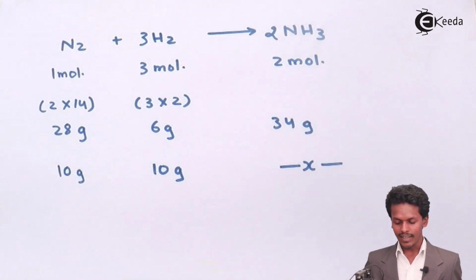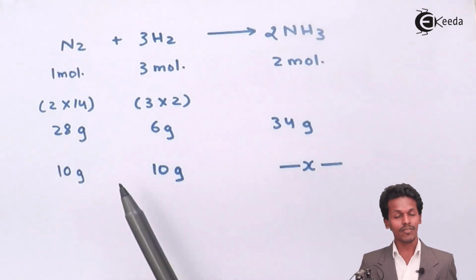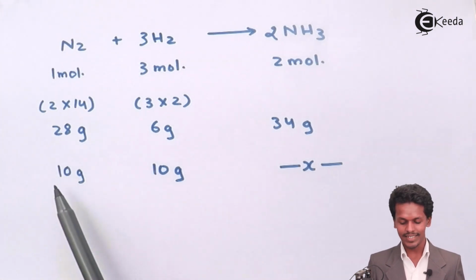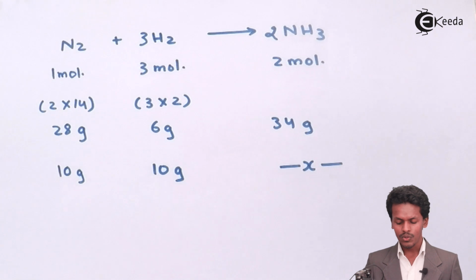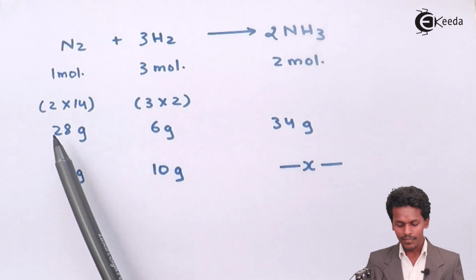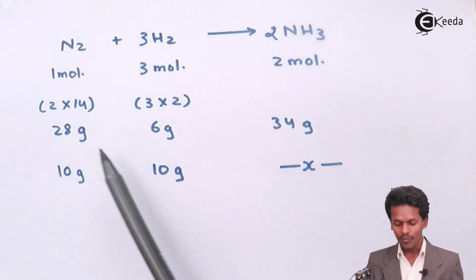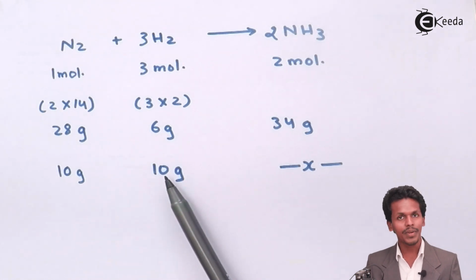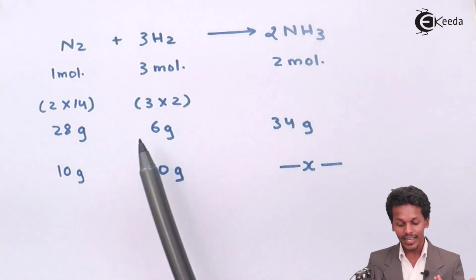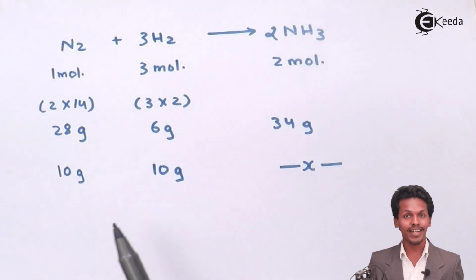If 28 is reacting with 6 gram of hydrogen, and in this case both reactants are given as 10 gram each for nitrogen and hydrogen, I could easily say that this 10 gram will be completely consumed, while in this case this will be the excess reagent. How? Because I know that 6 gram will require 28 gram to react, and in this case we have 10 gram already.